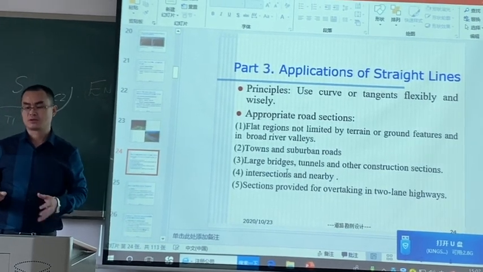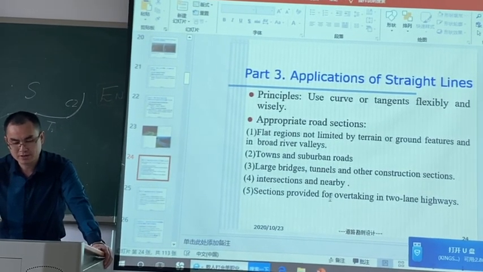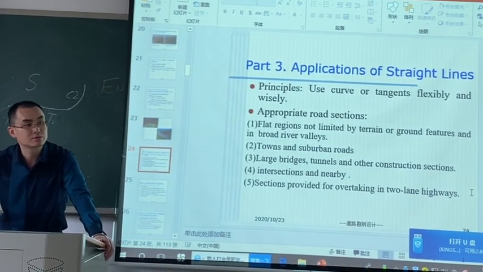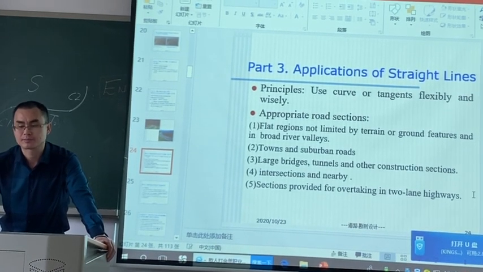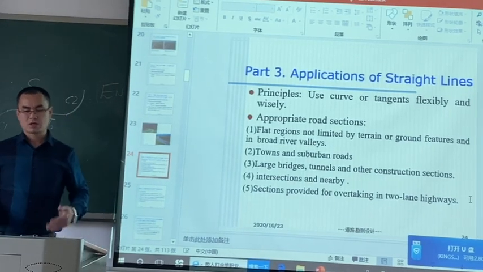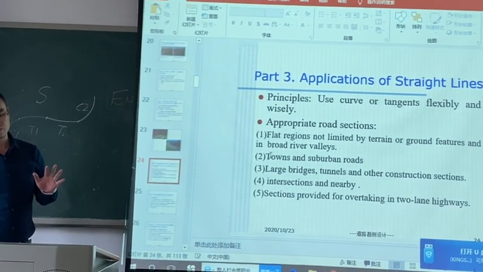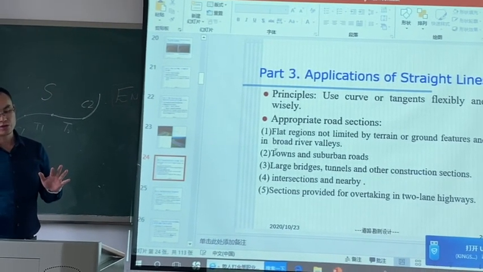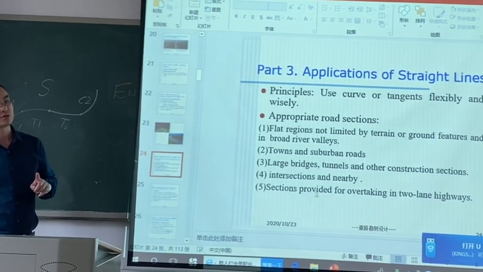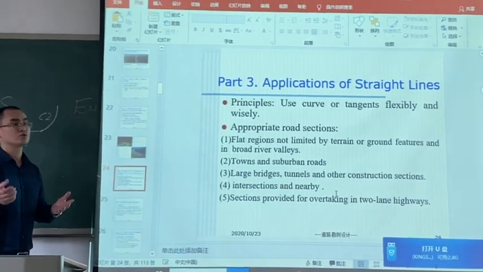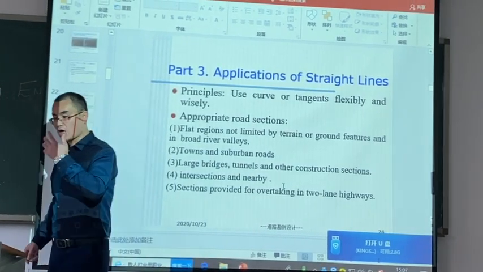Intersections and nearby areas use straight line. Sections provided for overtaking in two-lane highways usually use straight line. So these are 1, 2, 3, 4, 5. Under these five conditions, we usually use straight line.